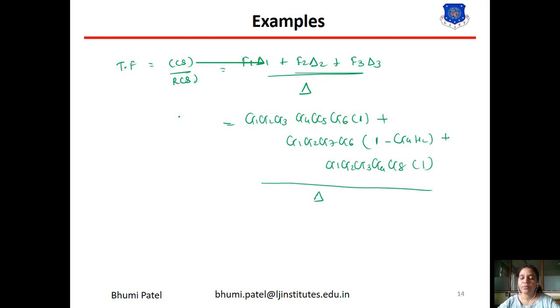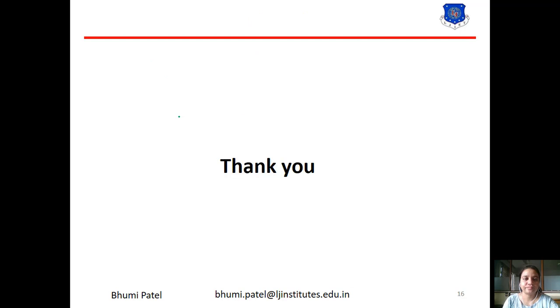If we have 2 forward paths, we find delta 1 and delta 2. And the final transfer function equation is F1 delta 1 plus F2 delta 2 plus F3 delta 3 upon delta. Put in the values of the forward paths, delta 1, 2, 3 and delta, and simplify this equation. We can get the final transfer function of this system.